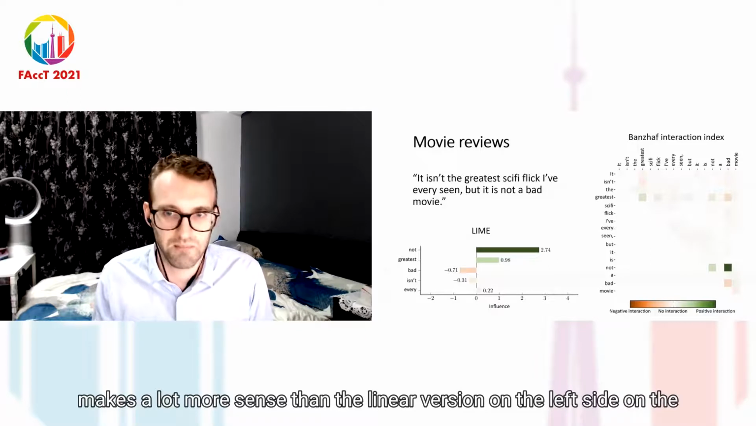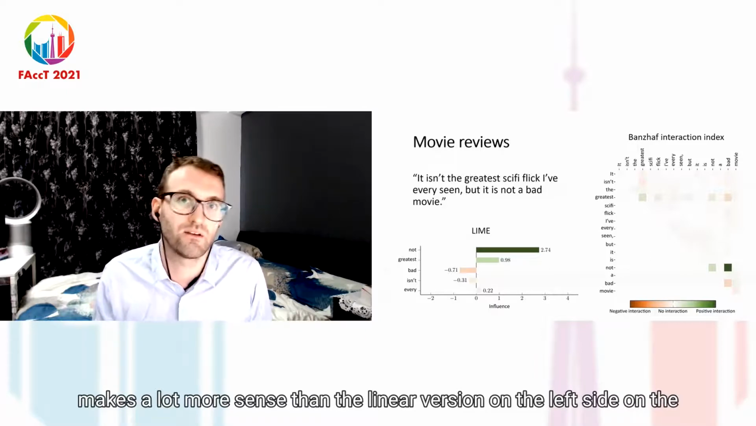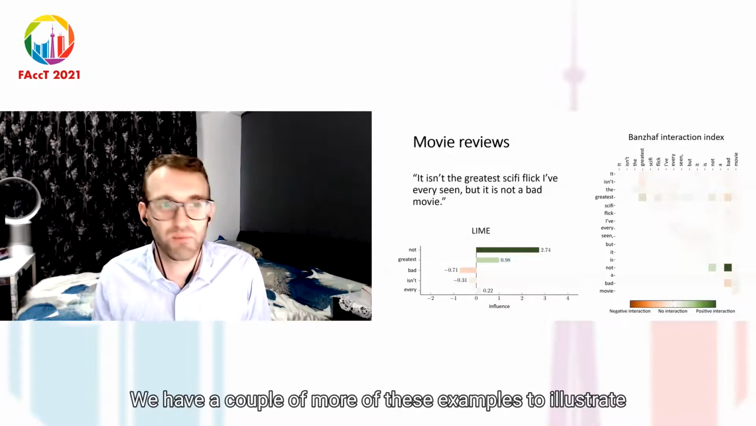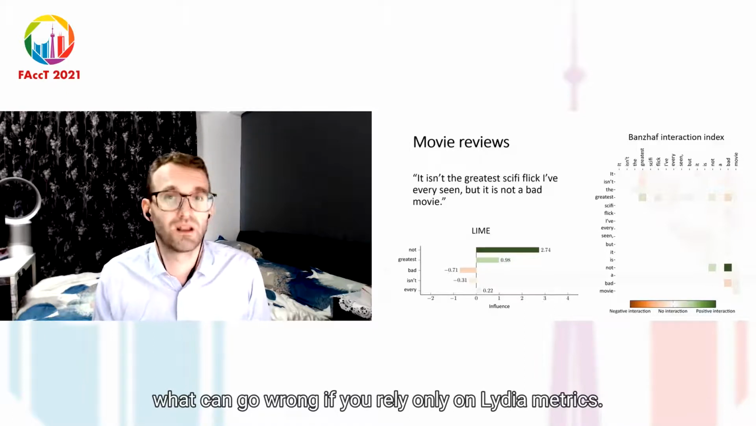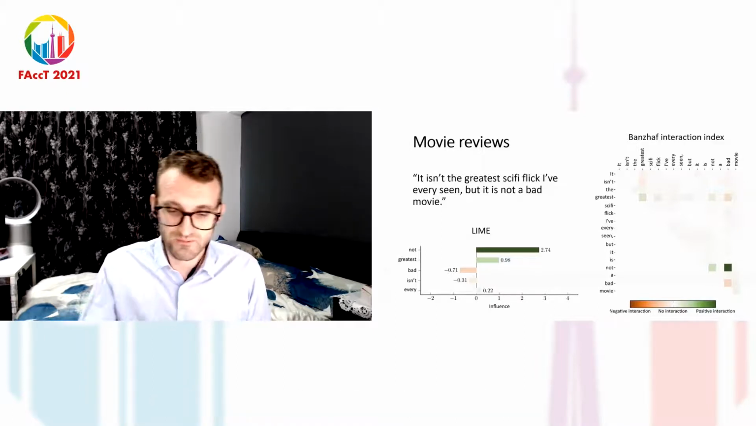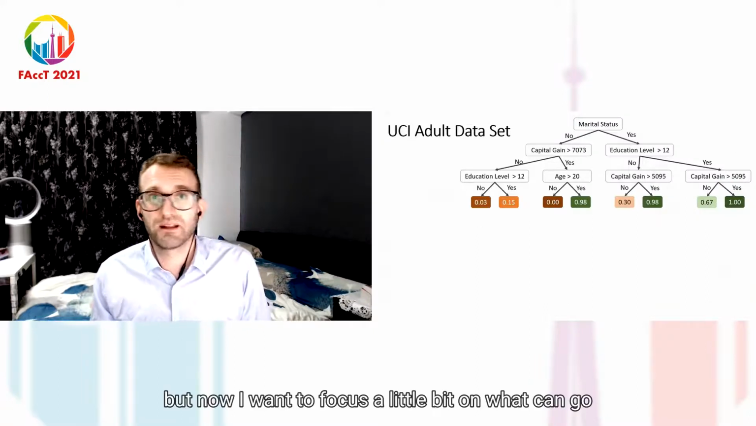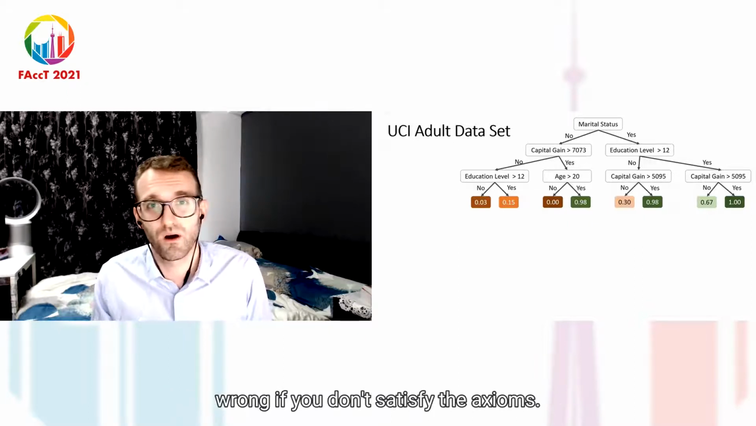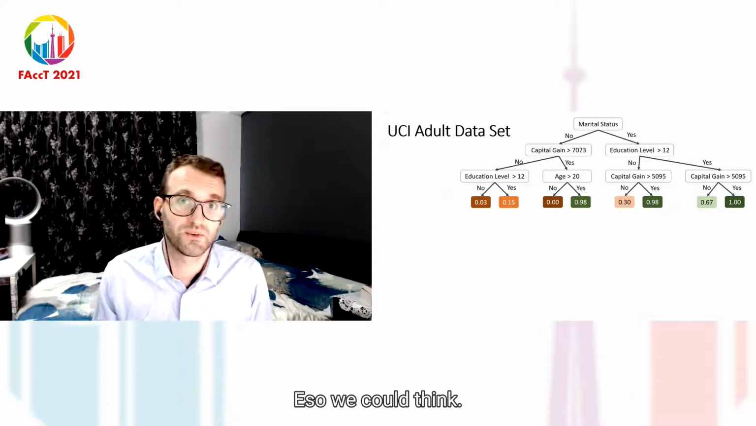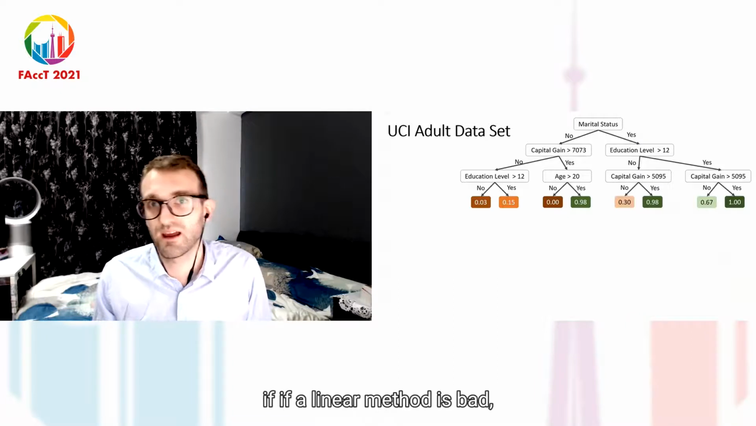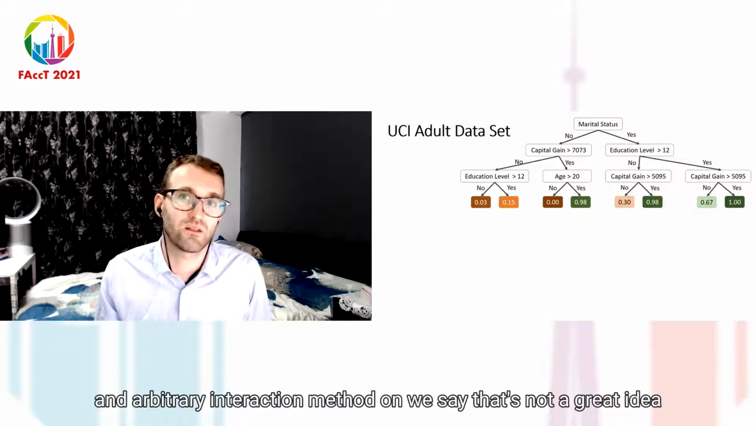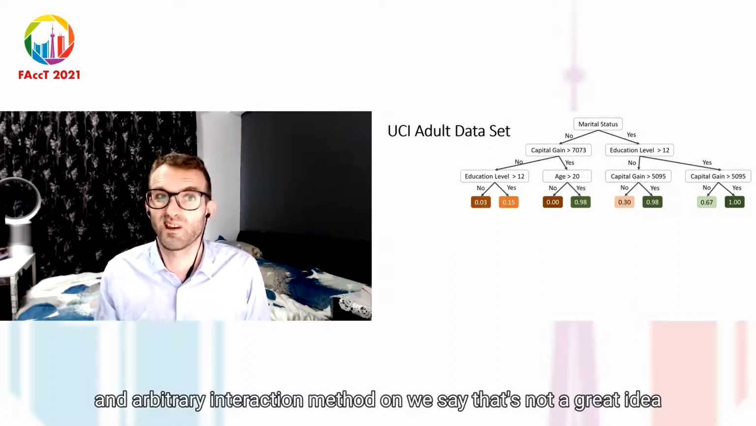And that makes a lot more sense than the linear version on the left side. In the paper, we have a couple more of these examples to illustrate what can go wrong if you rely only on linear metrics. But now I want to focus a little bit on what can go wrong if you don't satisfy the axioms. We could think, okay, if a linear method is bad, I just pick an arbitrary interaction method, and we say that's not a great idea.